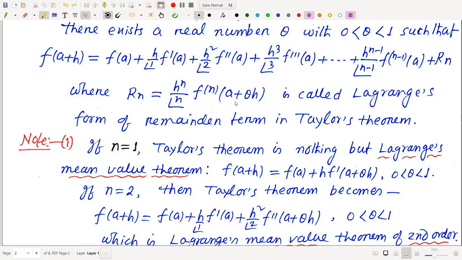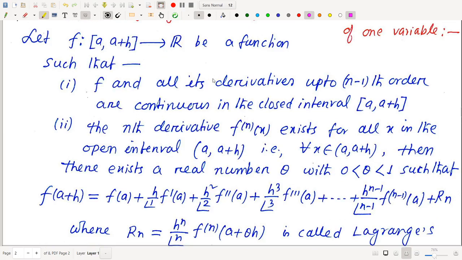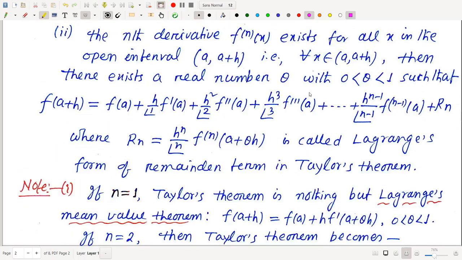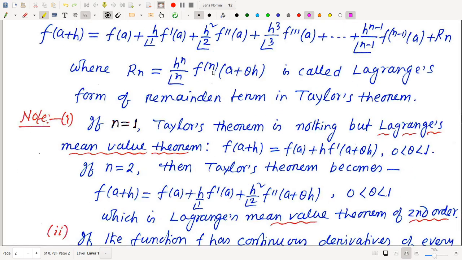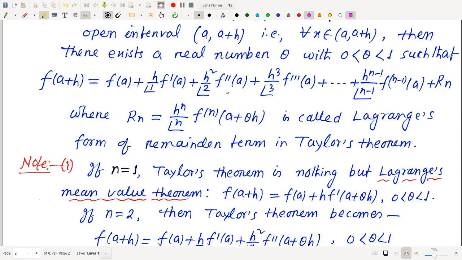So this is Taylor's theorem statement. Function is continuous with its derivatives up to n minus 1th order in the closed interval. Nth derivative exists in the open interval, and then there is a real number theta between 0 and 1 satisfying this condition. Last term is Rn. Rn means h to the power n by n factorial f nth derivative at a plus theta h. This is called Lagrange's form of remainder term in Taylor's theorem. So this is Taylor's theorem, generalized mean value theorem.